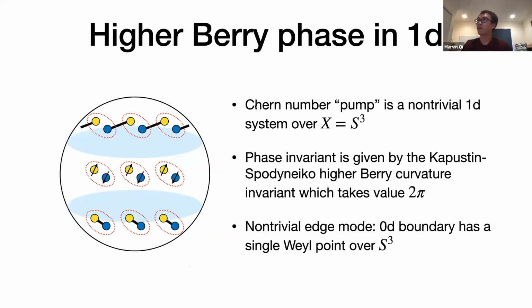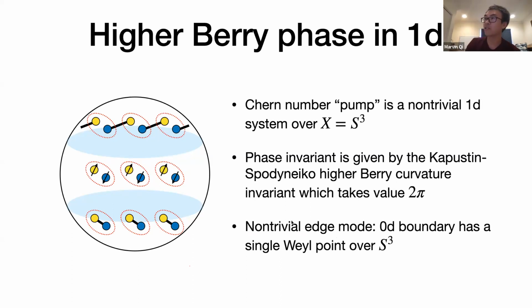Okay, so this kind of construction is very reminiscent of these quantum pumps. So that's why we'll call it a Chern number pump. It's a non-trivial 1D system over S3. And there are 2 different ways to see this. The first is that you can calculate the higher Berry curvature, which was introduced by Kapustin-Spodyneiko. You can calculate the higher Berry curvature and integrate it over S3, and this takes on a value of 2 pi.